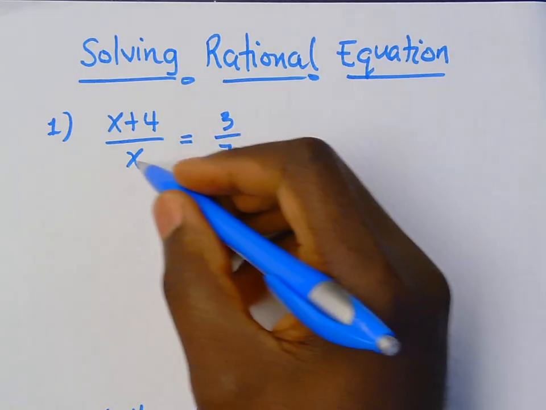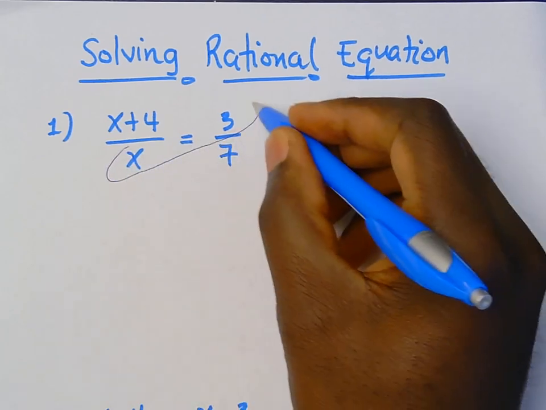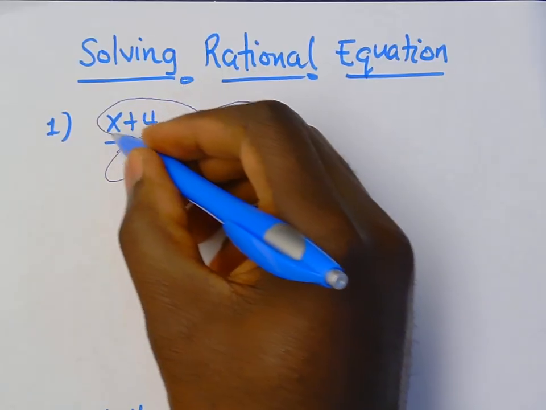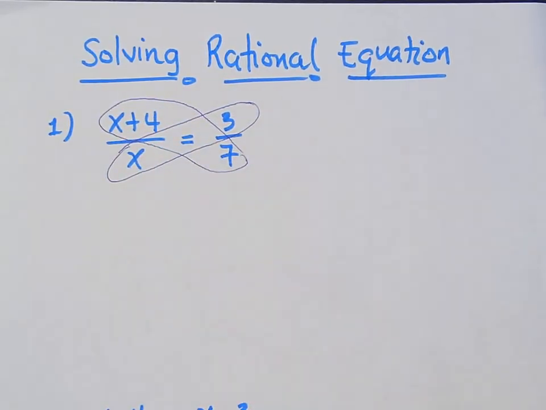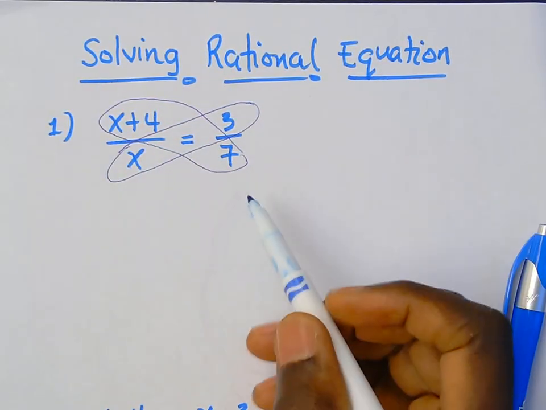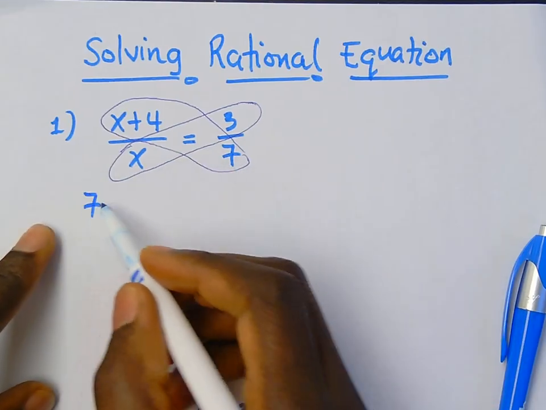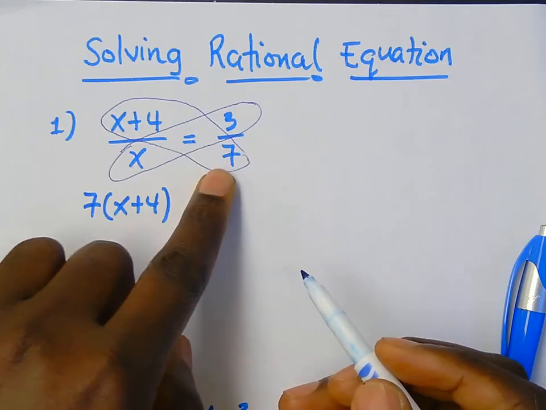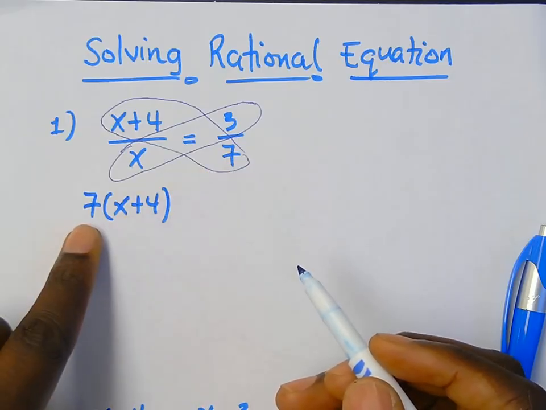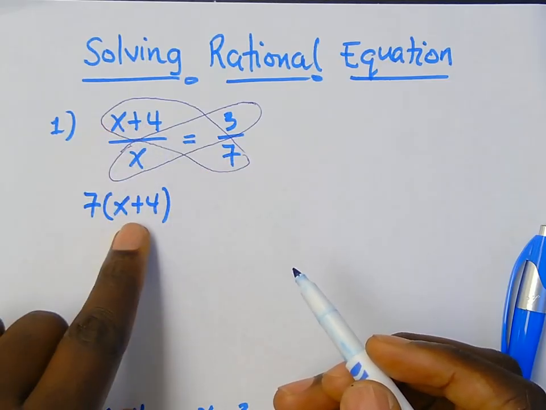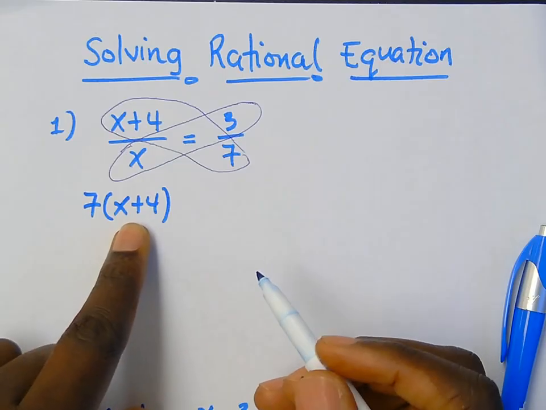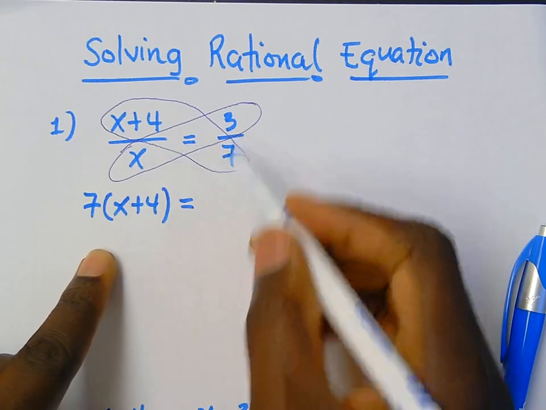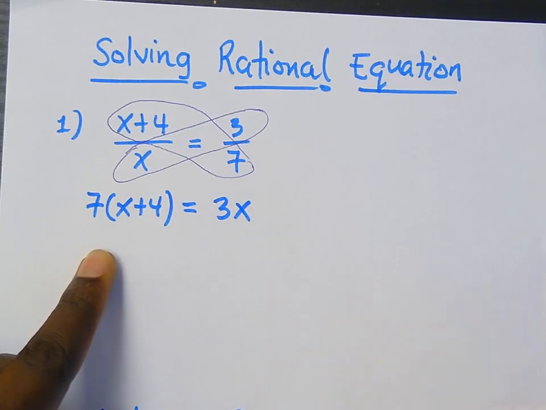In this case, you're multiplying x times 3. Then we also multiply 7 times x plus 4. So it's going to look something like 7 times (x plus 4). You want to put the monomial on the outside and the binomial in the parentheses, just to remember to distribute. You bring down the equal sign, then you do x times 3, which is 3x.